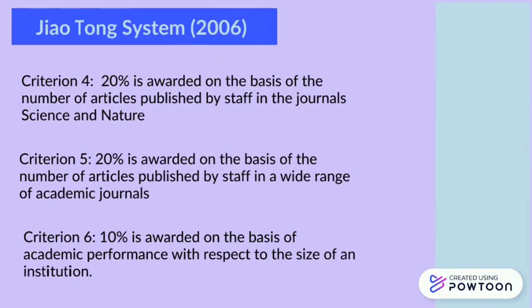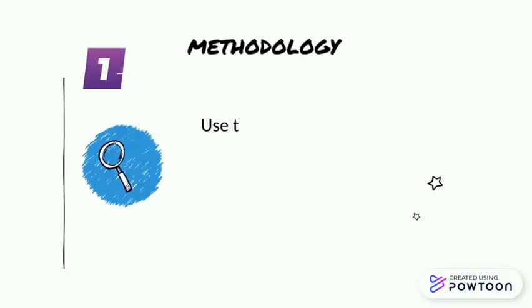Fifth, 20% is articles published by staff in a wide range of academic journals. And the last one, 10% is awarded on the basis of academic performance with respect to the size of the institution. Next, we go to the methodology.